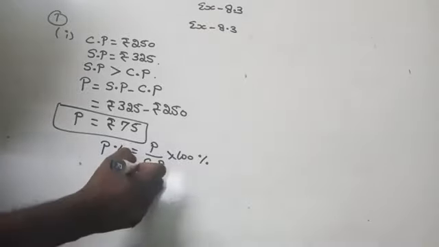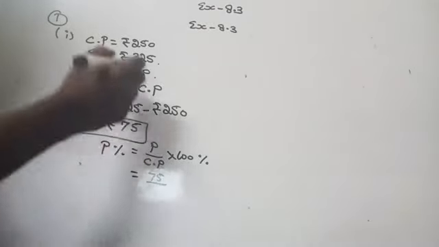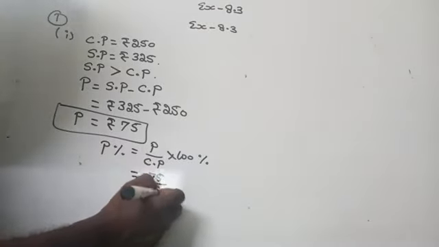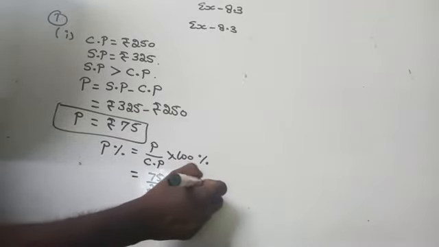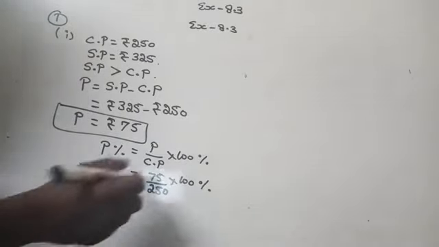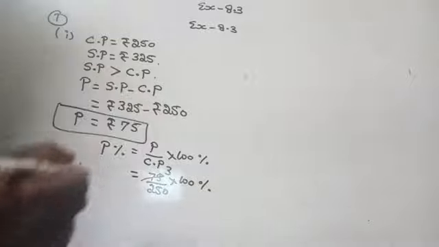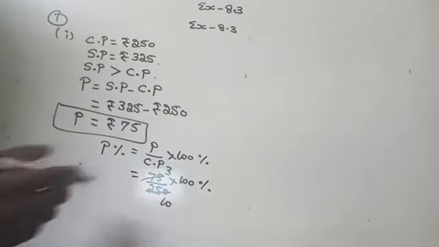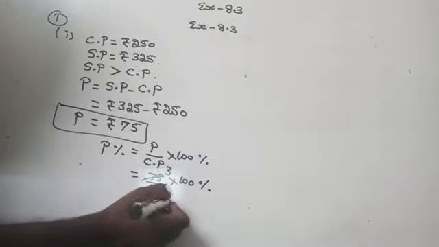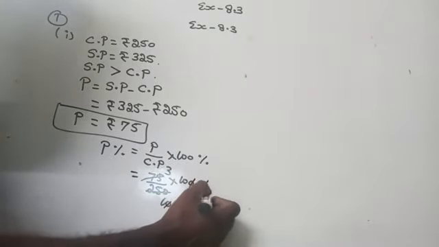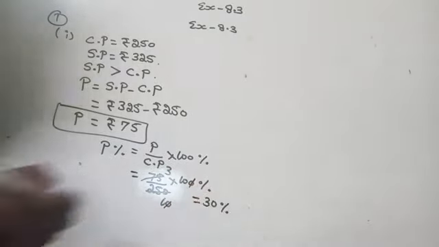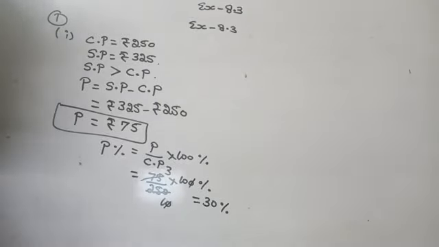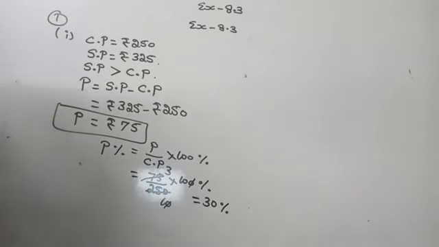Am I right here? Yes. Profit is 75. What is the cost price? 250 into 100%. That means 325 are 75. Am I right? Then 1025 are 150. 325 are 75, 1025 are 150. Zero, zero you can cancel. So 3 into 10, 30 percentage he made a profit on it. How much percentage? 30 percentage. Are you getting here? Yes. Shall we move to the next part? What is the next part?